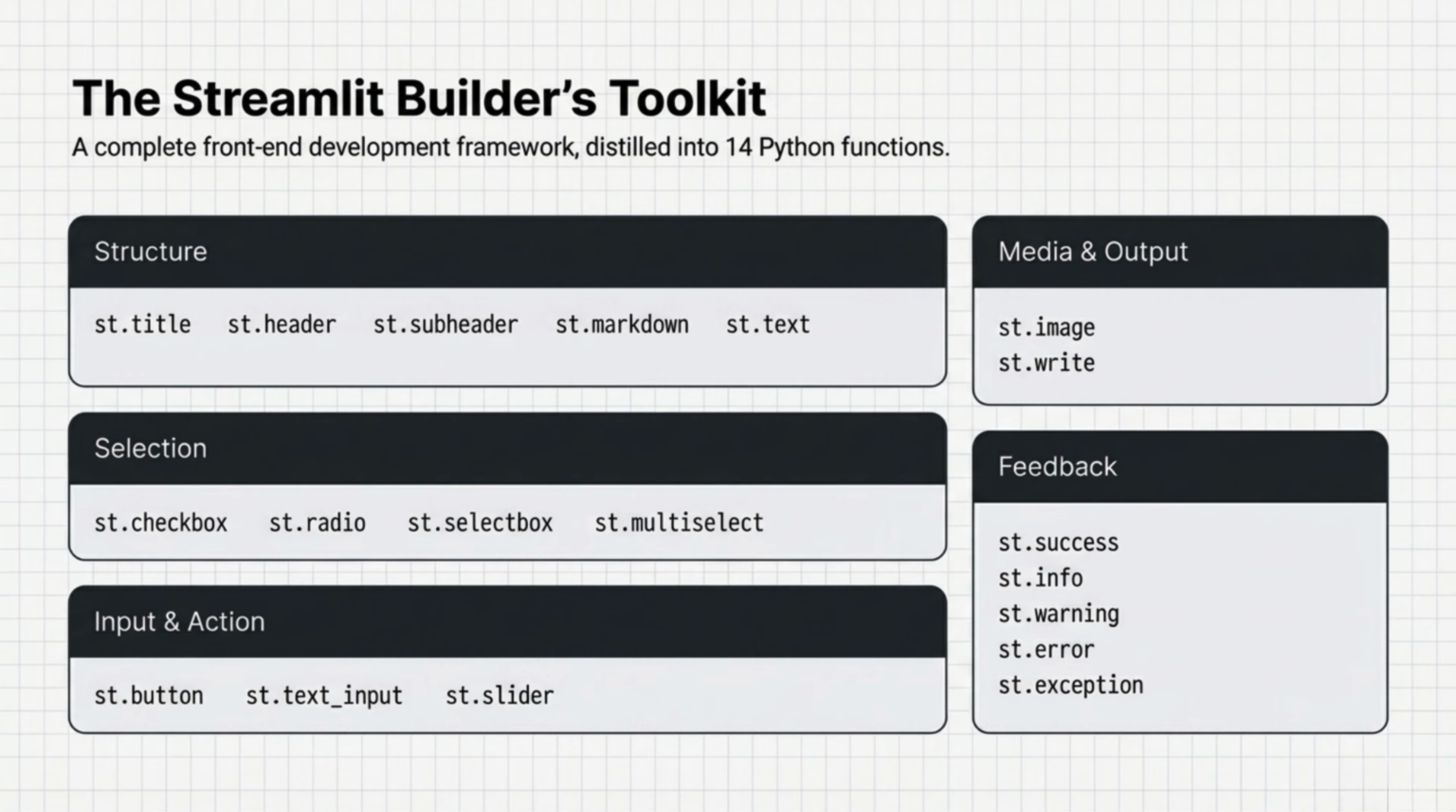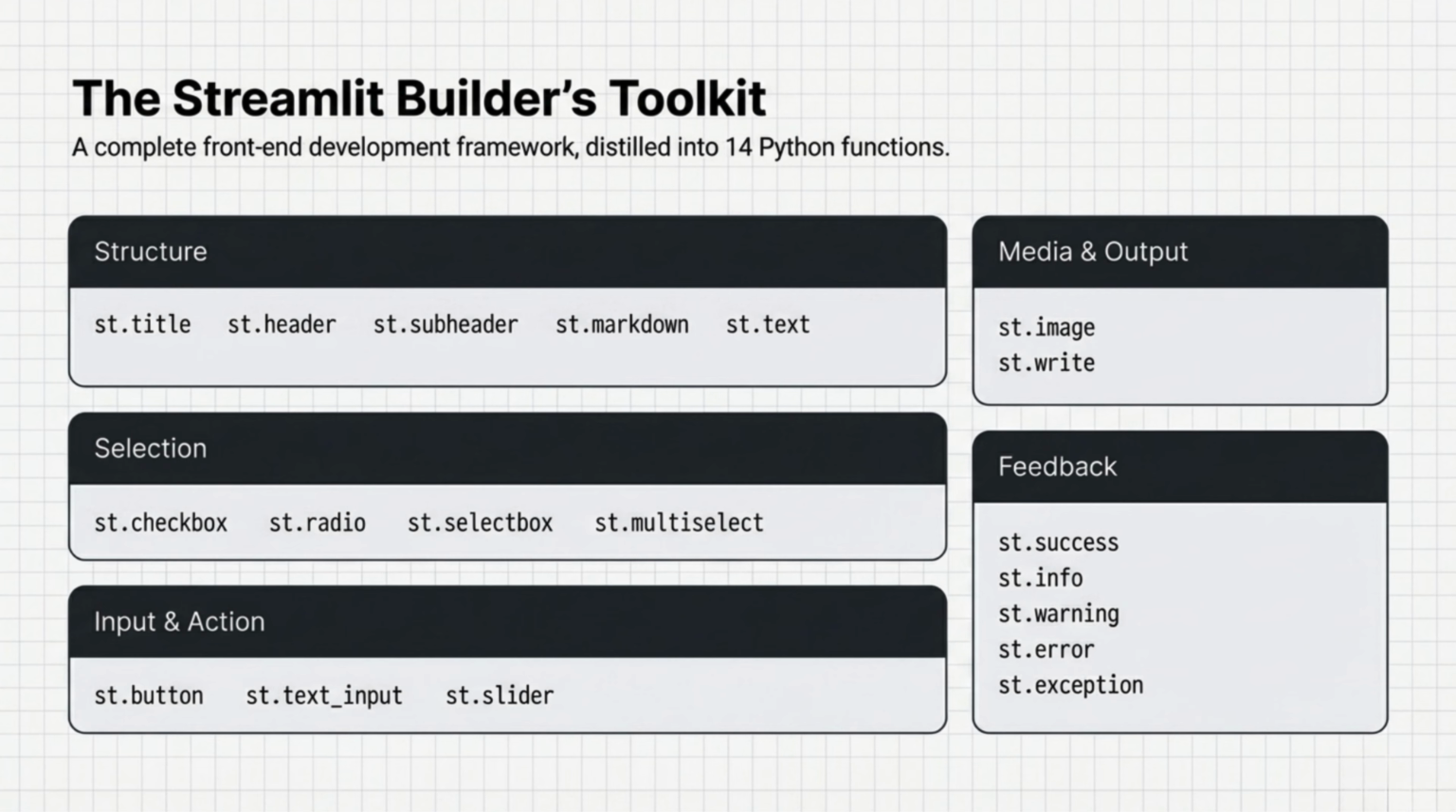Next, selection components such as checkbox, radio buttons, and select boxes allow users to make choices easily. Under input and action, tools like buttons, text inputs, and sliders enable user interaction and control. For media and output, functions like st.image and st.write help display the content in various formats. Finally, feedback components such as st.success, st.warning, and st.error communicate results and system responses effectively.